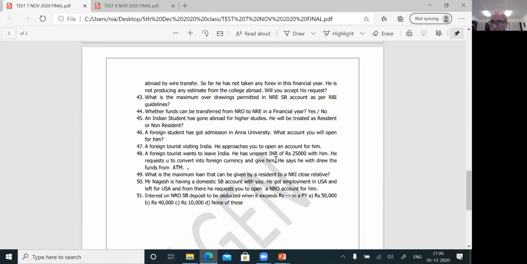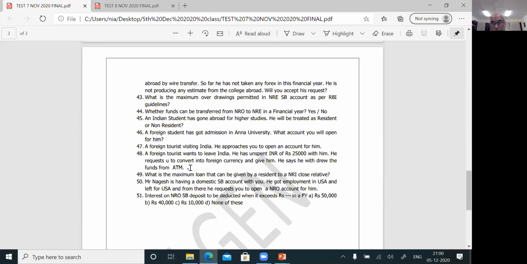He says, you are saying I should not credit to my account as per the condition, so please convert the Indian rupees and give me, because I am leaving India. Okay, genuine request. He says he withdrew the funds from the ATM. Sir, I used the foreign debit card, so I withdrew the money through the ATM. 25,000 rupees I am having. Please convert and give me foreign currency. Whether you can do it, there are 2-3 conditions. If they are met, you can do it.